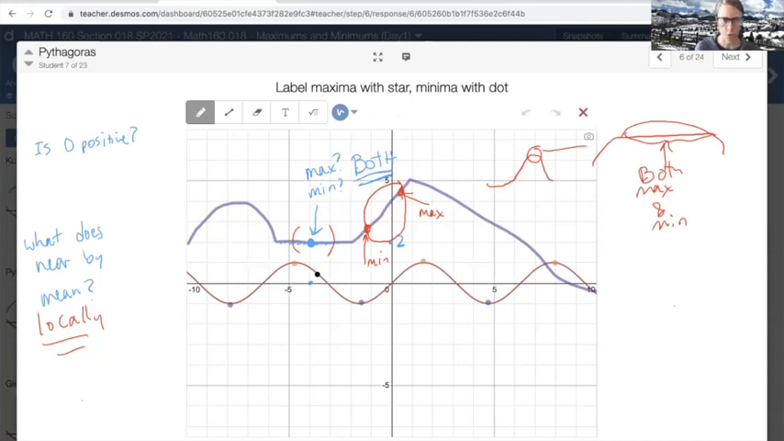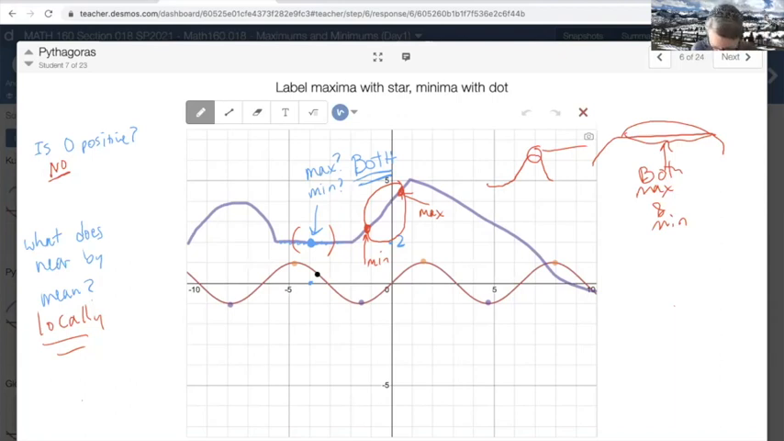Now, is 0 positive? Let me know what you think in the chat window. Is 0 positive? And I don't know is a great answer. So please understand that I'm perfectly happy with you saying not sure, don't know, both, neither. Okay, so we're going to say no. We're going to go with a convention that says 0 is not positive.